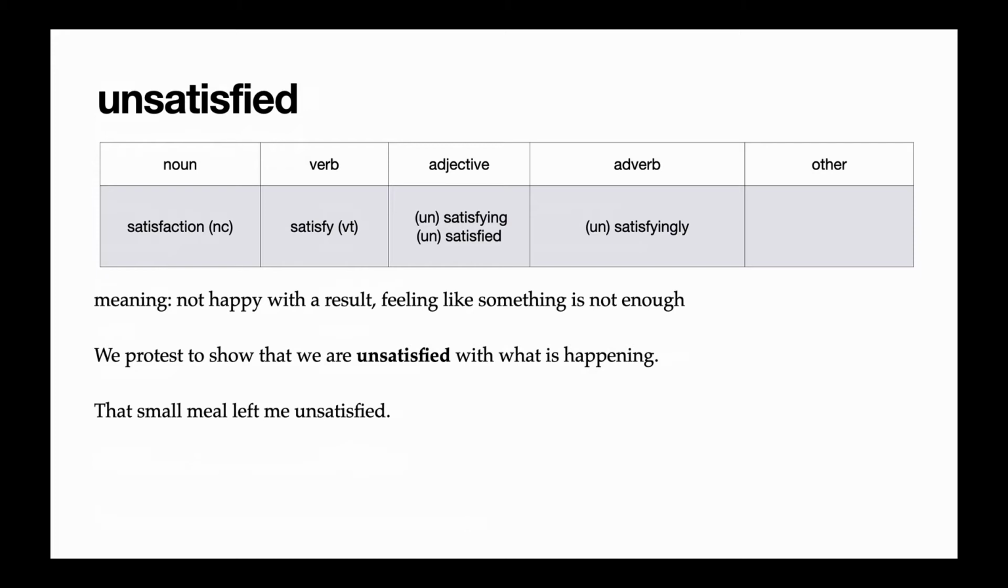From the chart, you can see that we have a full word family. So the noun form is satisfaction. We have the prefix un in front of some of the word forms to make it the opposite. So our noun form, satisfaction, that's noun countable because it's a feeling. Then we have satisfy, which is a transitive verb. So we need to have an object after it. We have two adjective forms, unsatisfying or satisfying, which is our feeling. Unsatisfying is the cause of something, the cause of the feeling of satisfaction. And satisfied or unsatisfied is our feeling. And then we have an adverb form.